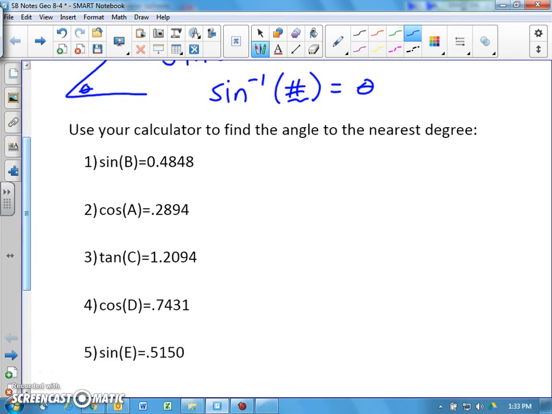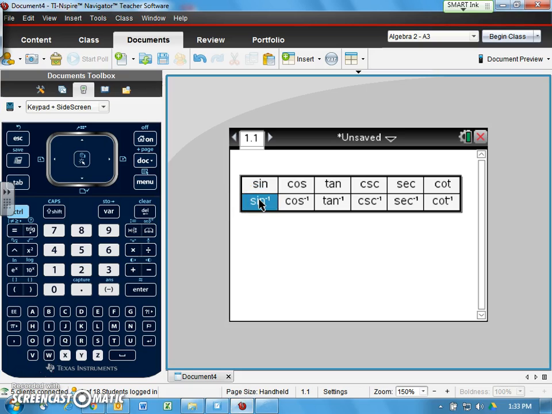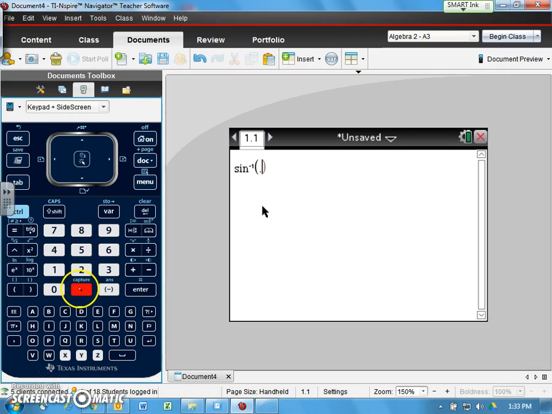So we've found that the sine of angle B is 0.4848. If we go to our calculator, go to your trig button again, and this time we're going to select our sine inverse. All we need to do now is just enter that value, 0.4848, and then hit enter.